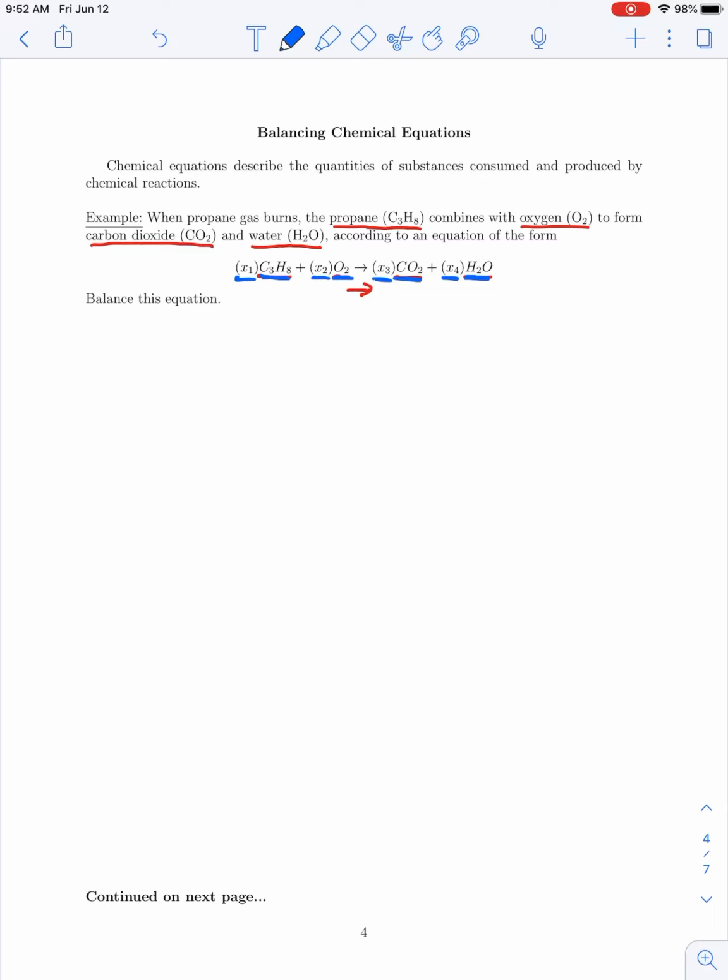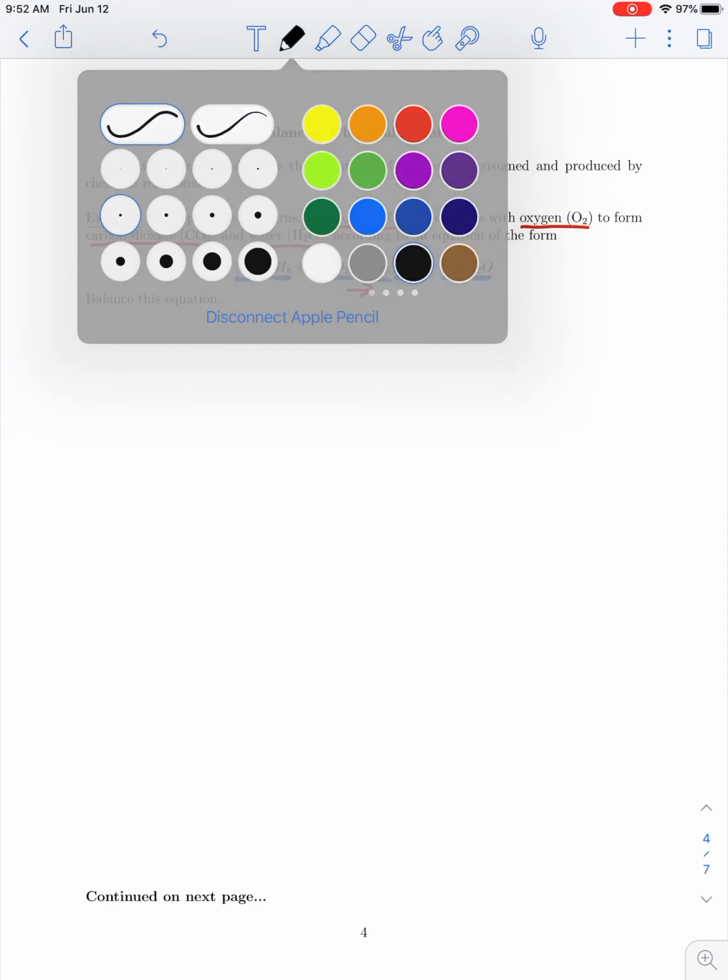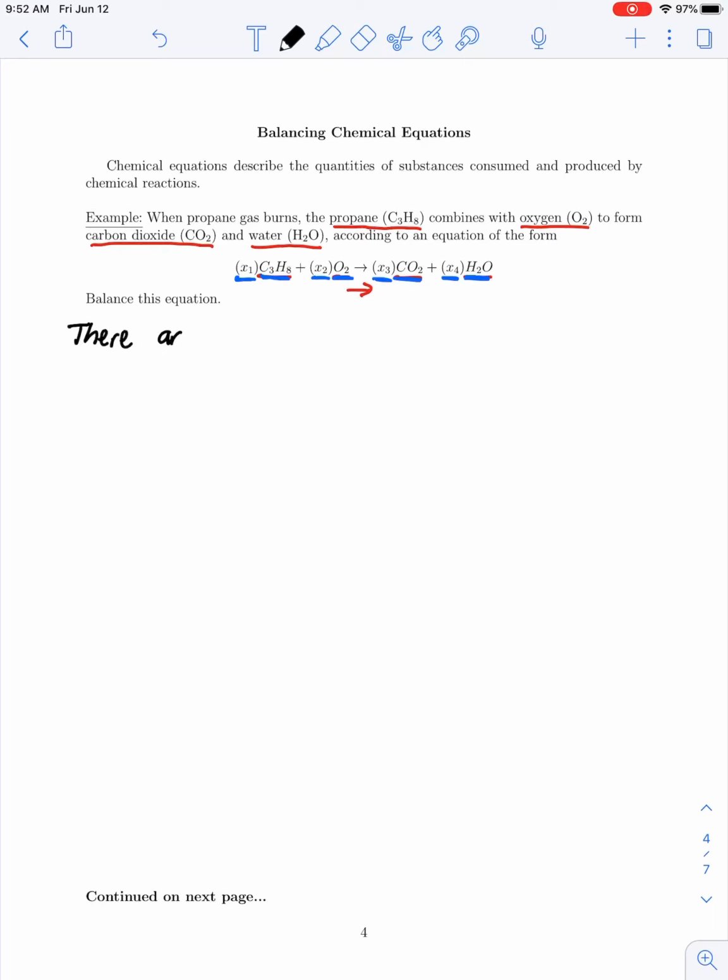When we're trying to balance an equation, we need to keep track of the number of atoms that are going into this reaction and the number that are coming out of this reaction. They must be the same number of atoms. In this chemical reaction, there are three types of atoms being considered: carbon, hydrogen, and oxygen. C, H, and O.